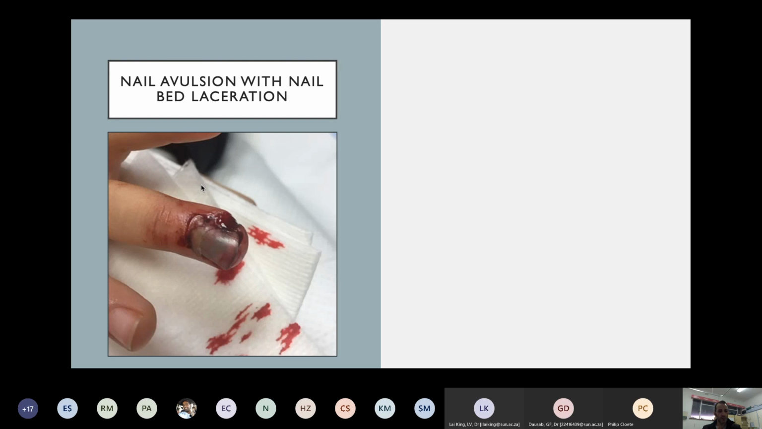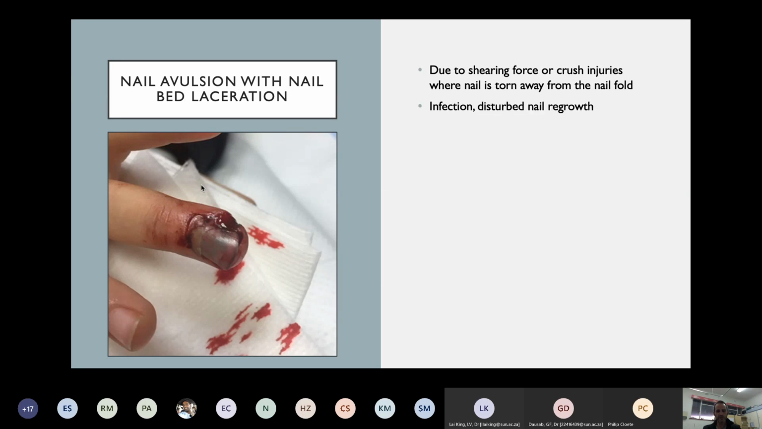So something we might see commonly as well is a nail avulsion with a nail bed laceration. These guys could also have their fingers caught in the door, and pull the finger out of the door, commonly crushing injuries as well. So here the nail is torn away from the nail bed, the nail fold. The problem with these injuries is that if they're not repaired properly and realigned properly, they can have disturbed nail bed or nail regrowth, and they're also prone to infection. Some of these are prone to distal tuft fractures as well, which I've spoken about.